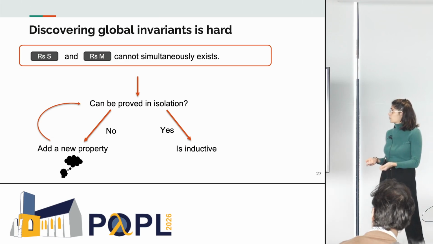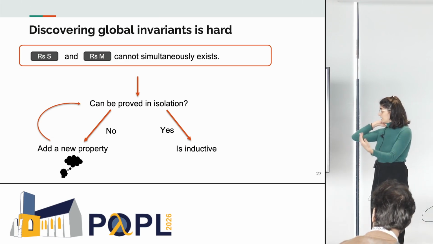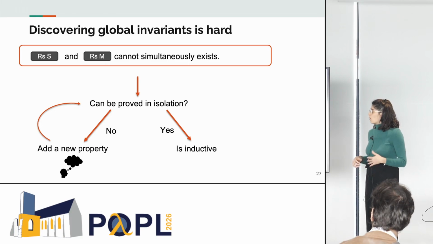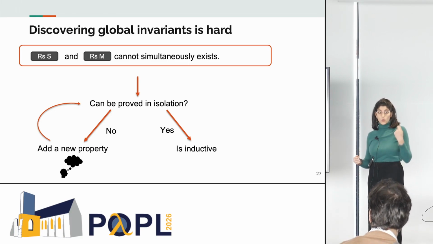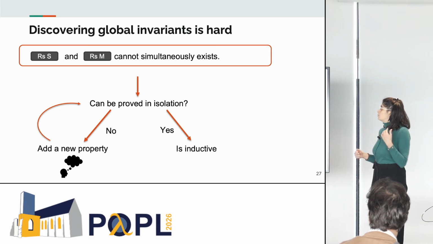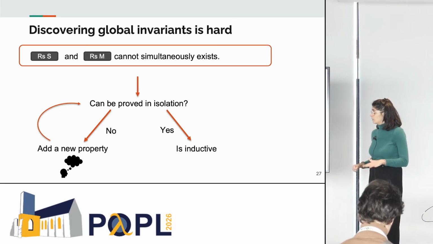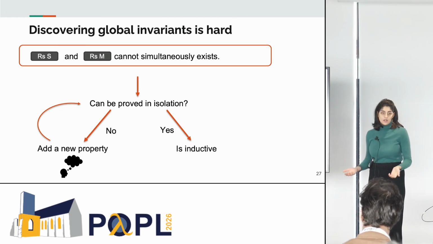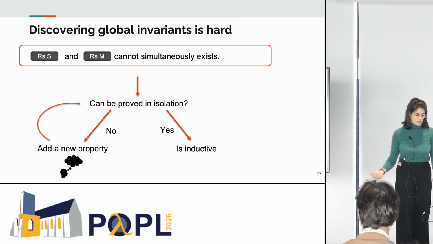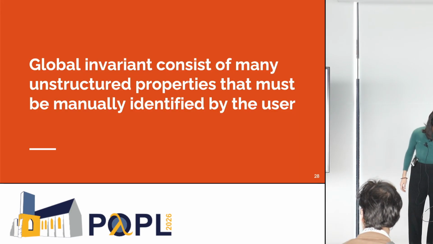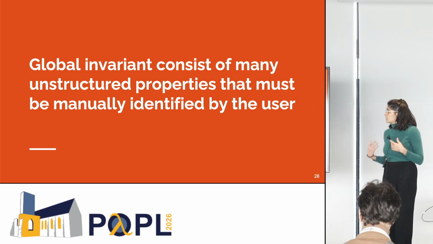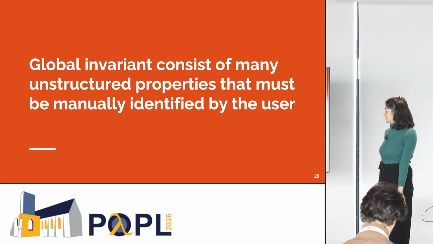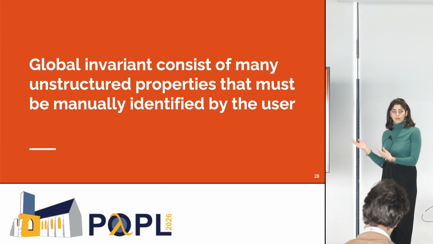So actually, these properties cannot be proved in isolation, and usually require a loop, and this is the user's work: to prove the properties that we care about, we need to add new properties, and so on and so forth, until our invariant becomes an inductive invariant. So global invariants consist of many unstructured properties that must be manually identified by the user.